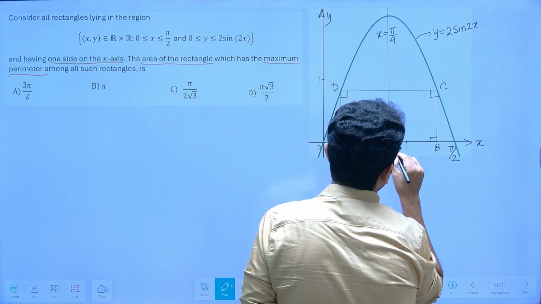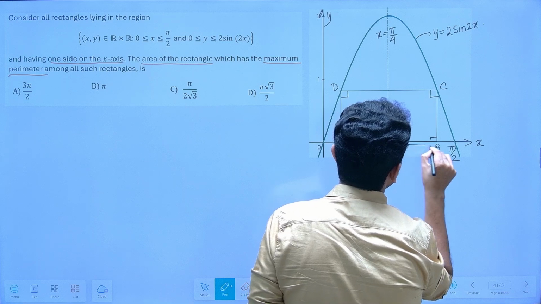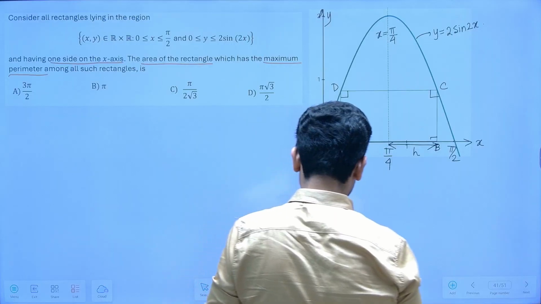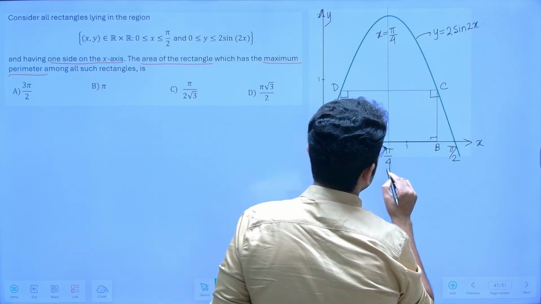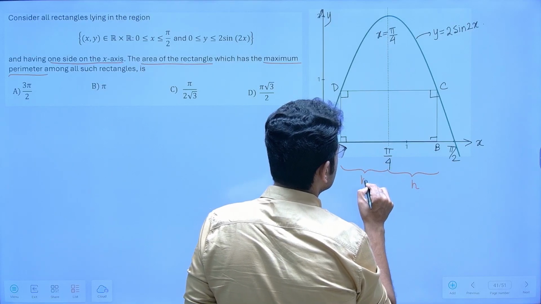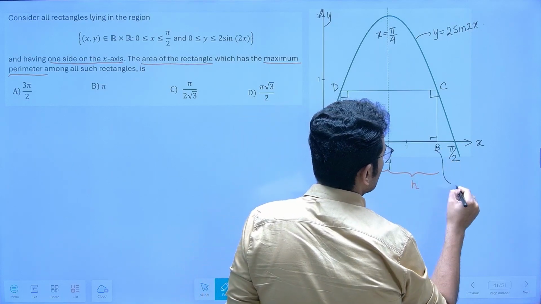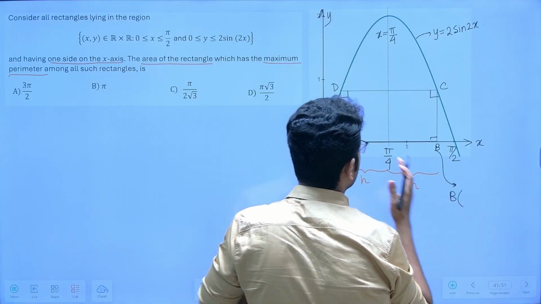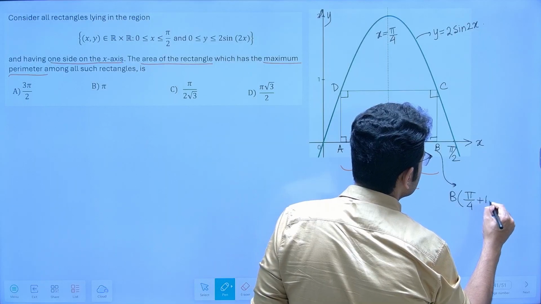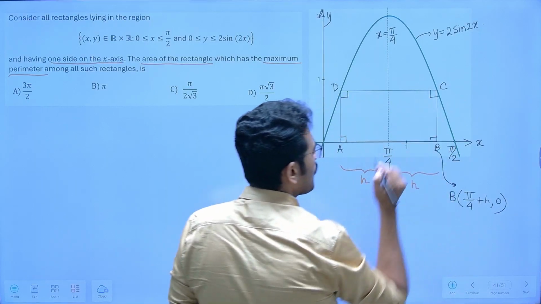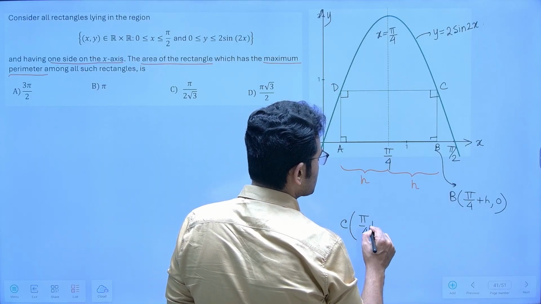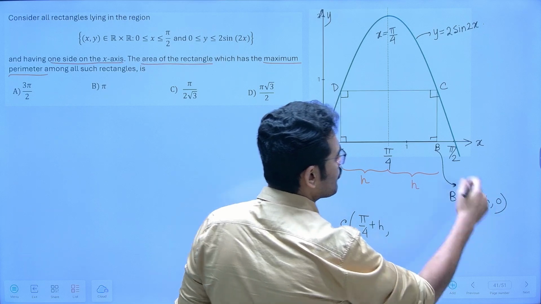So that means let us take this distance. This distance is equal to h. So I am taking this distance as h. So symmetrically this distance is also h. So the point B will have a coordinate, x coordinate will be pi by 4 plus h, comma 0, and the point C will have x coordinate pi by 4 plus h.